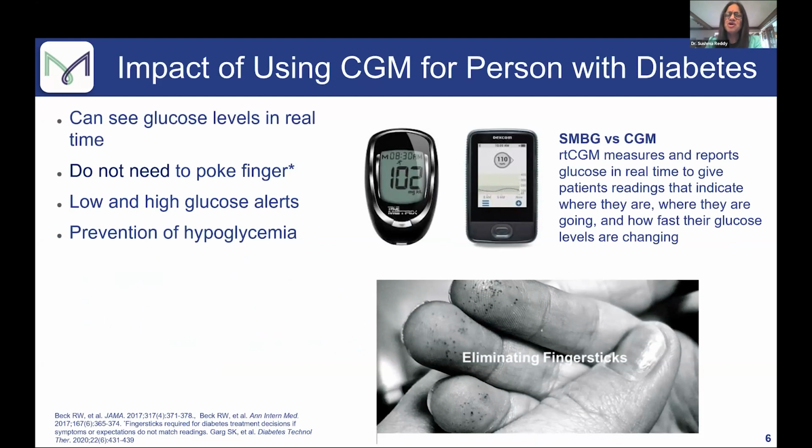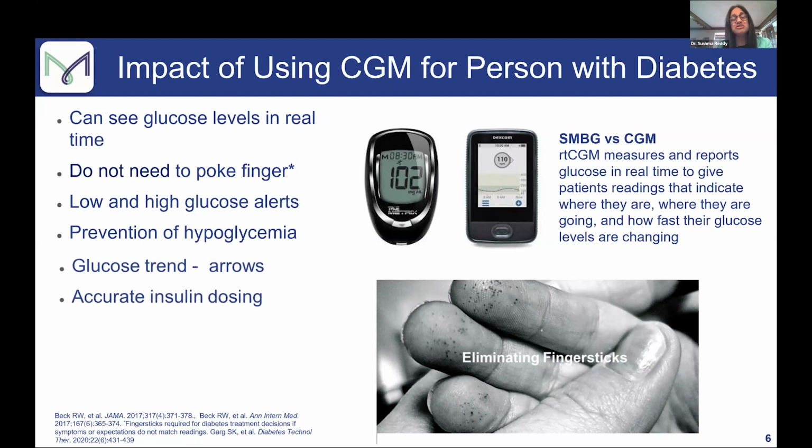I know many of you already use CGM, and you've seen the impact of CGM in your patients. You know that if a patient is using CGM, they no longer need to poke their fingers, so they don't have those sore fingers. They can actually see what their glucose levels are in real time, and they get alerts. If they're dropping too low, they'll get an alert. And as we all know, that helps to prevent hypoglycemia because they can now get something and be treated for it. The neat thing too is they can see where their glucose is headed.